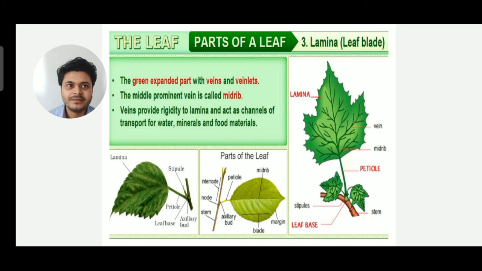Next we can see lamina or leaf blade, the next part of leaf. It is the green expanded part with veins and veinlets. The middle prominent vein is called midrib. Veins provide rigidity to the lamina and act as channels of transport for water, minerals and food material.